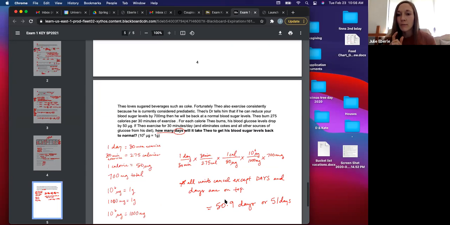Also, if you got bonus points from the discussion board stuff, I added those bonus points to the score for your last question here. So this last question was out of 10 points. And if you got all of this correct and you got all 5 bonus points, you should see a 15 out of 10 on that particular problem, okay?